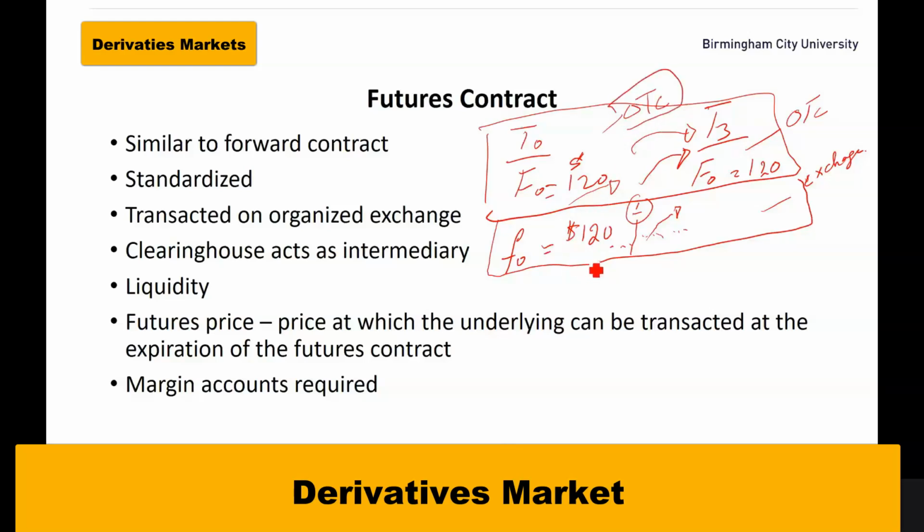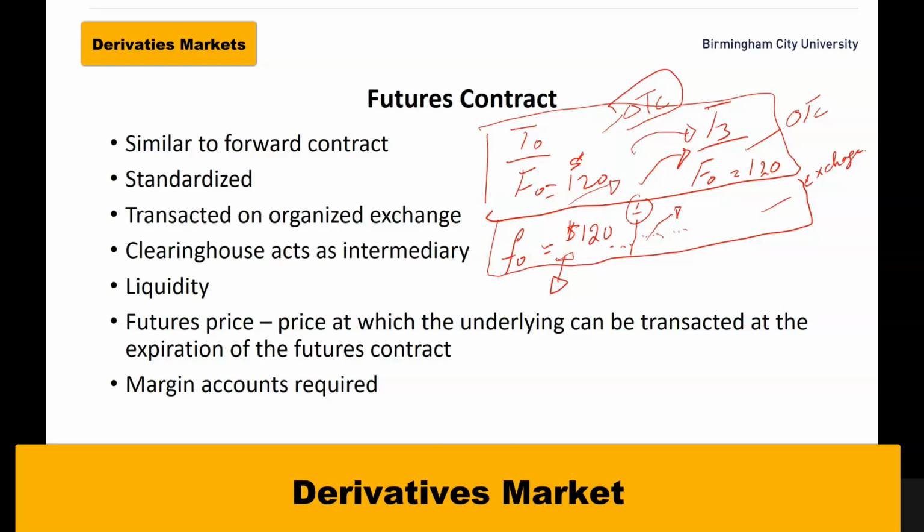In the futures market, the counterparty risk does not exist because the exchange or the clearing house is actually the body that takes the default risk on itself. So this is how futures are different than the forward contracts.